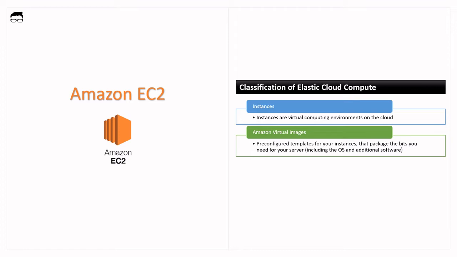In Amazon Web Services, EC2 is further classified into two. Number one, instances. Number two, Amazon Machine Images. Instances, as we saw in our previous slide, are virtual computing environments on the cloud. Amazon Machine Images are pre-configured templates for your instances that package the bits you need for your server, including the operating systems and the additional software required to run your workloads.